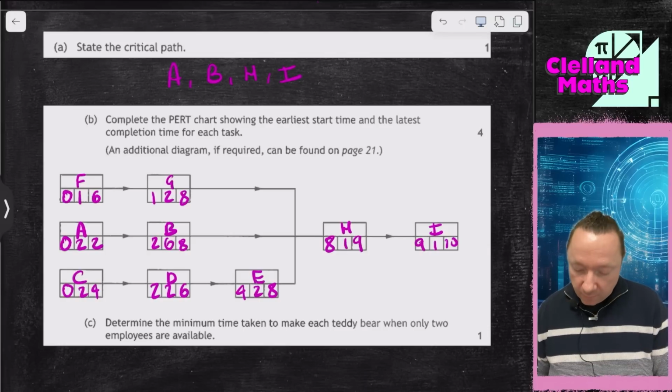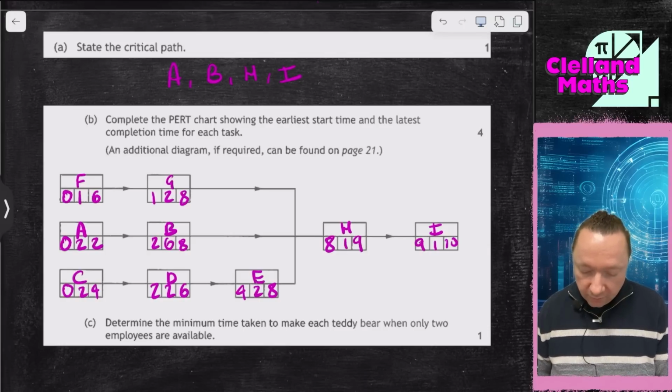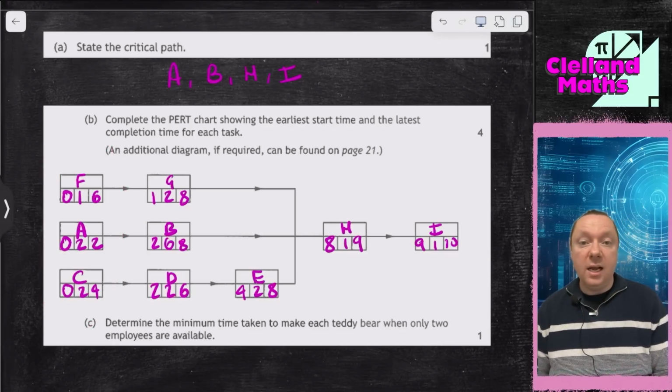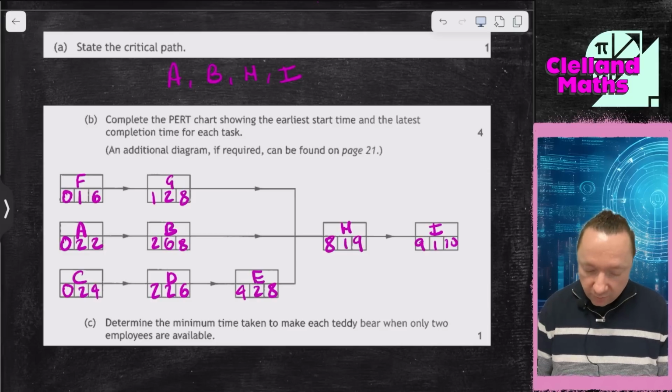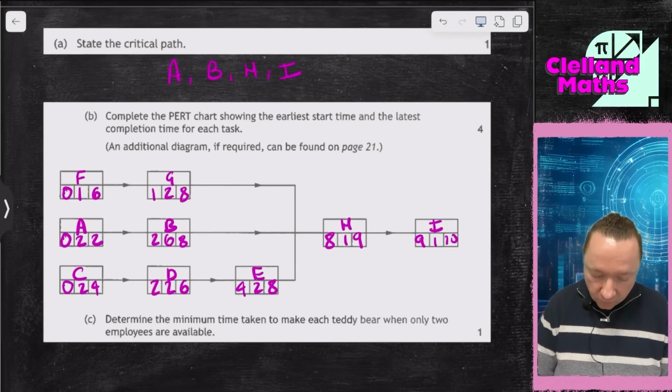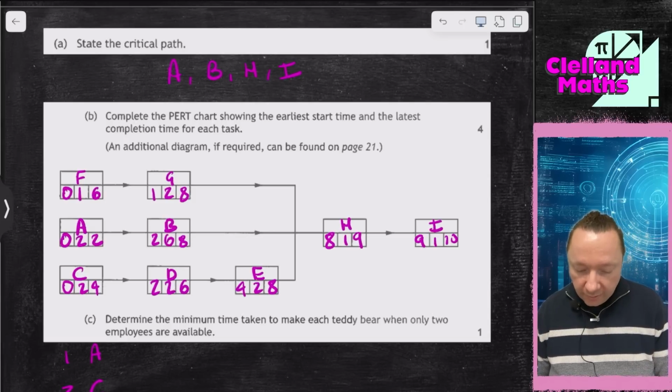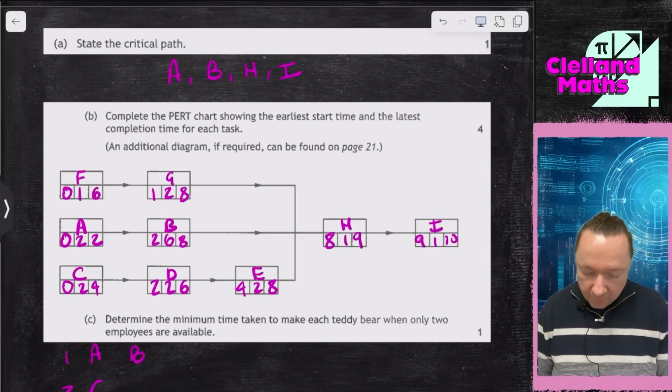Question C. Determine the minimum time taken to make each teddy bear when only 2 employees are available. Now remember, these tasks have to come after these tasks. So you can't just randomly go in and do tasks. But what you can do is have simultaneous work. So let's call them employee 1 and employee 2. Employee 1 does A, while employee 2 does C. Then employee 1 could move on to B, or they could move on to F or G. So let's say they just move on to B. Well, that means that employee 2 can do D.